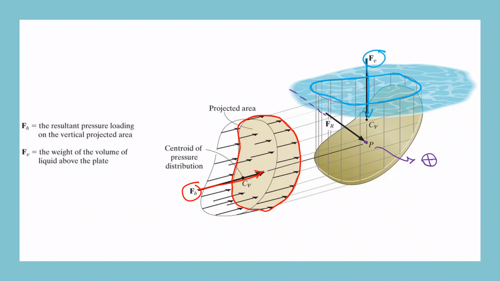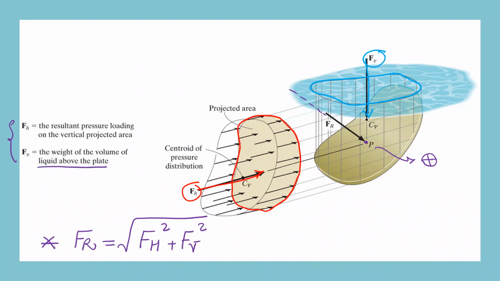Once you have these two, calculating FR is pretty easy, and it can be calculated as the square root of FH to the power 2 plus FV to the power 2. And this would be your resultant force. Also, in this slide, you can see the summary of what FH and FV are. FV is the weight of the volume of the liquid above the plate, and FH is the resultant pressure loading on the vertical projected area.